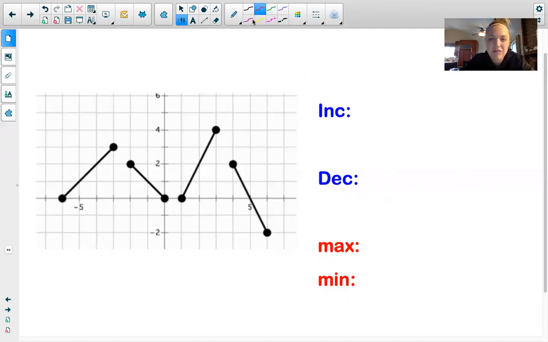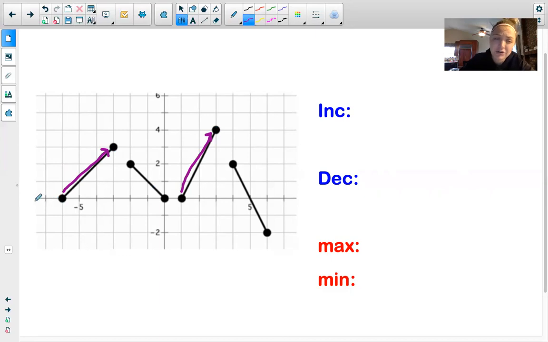I'm going to highlight all of my increasing intervals in purple. So this one right here is an increasing interval, and this one right here is an increasing interval. If you're wondering why we can't increase backwards, it's because you cannot increase backwards.